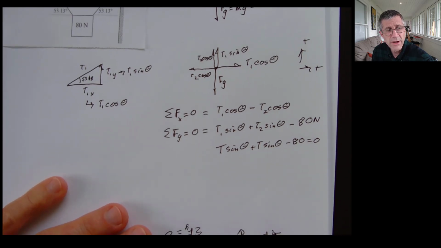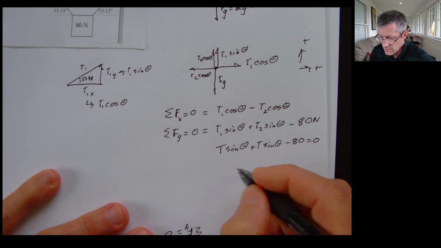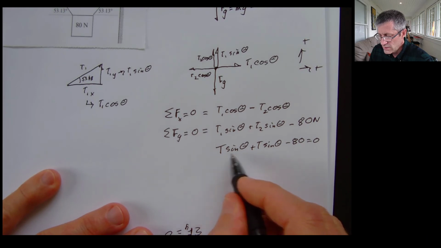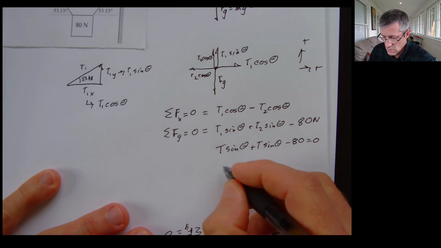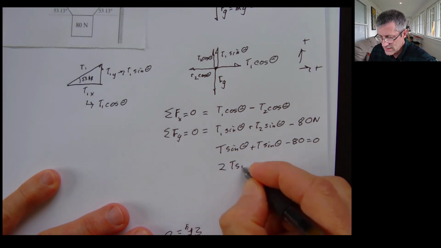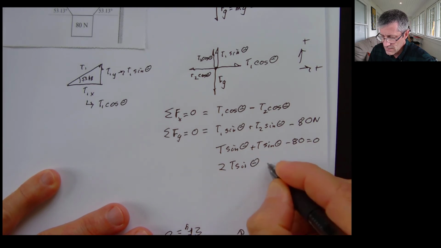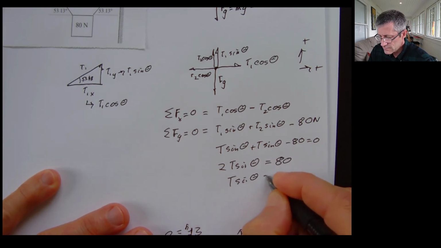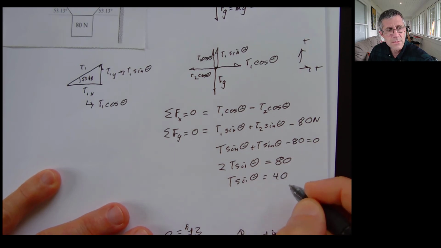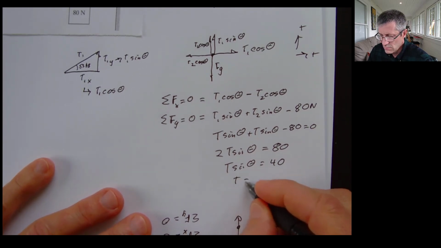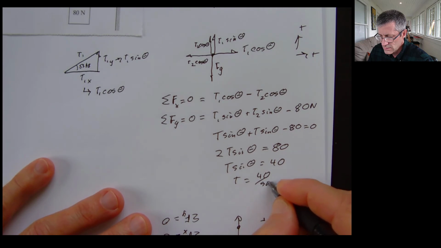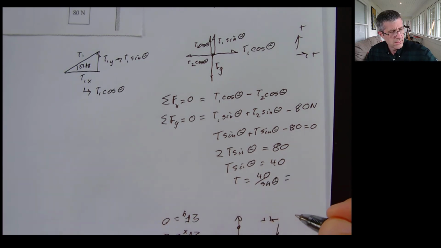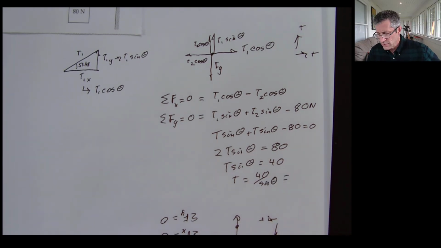And now it's just math. I'll move my 80 across. One of these plus one of those makes two of them. So I'll have 2T sine theta is equal to 80, or T sine theta is equal to 40, or T is equal to 40 over sine theta. And now I get my calculator out and get to an answer from that. I trust you to do that.